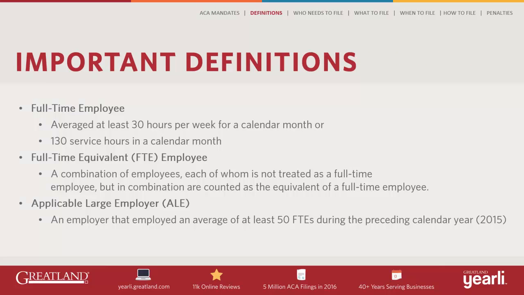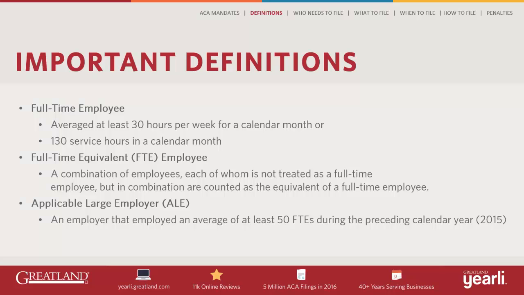Before moving on, I think it is important to cover a few key terms relating to the Affordable Care Act. First, for ACA purposes, a full-time employee is one who is employed an average of at least 30 service hours per week or 130 service hours per month.